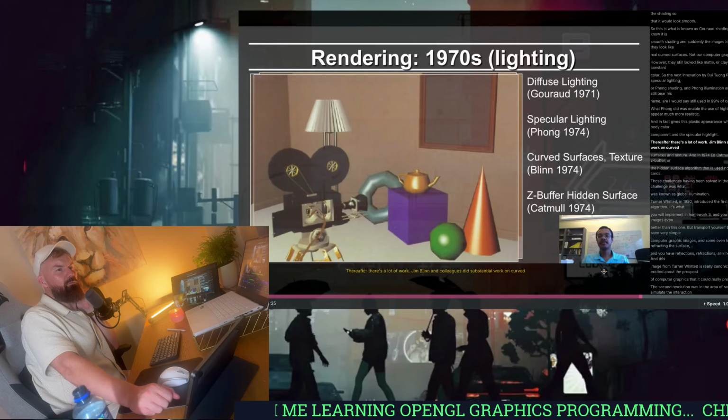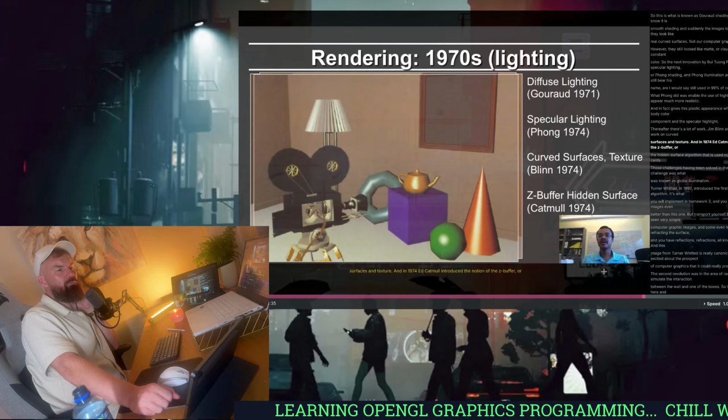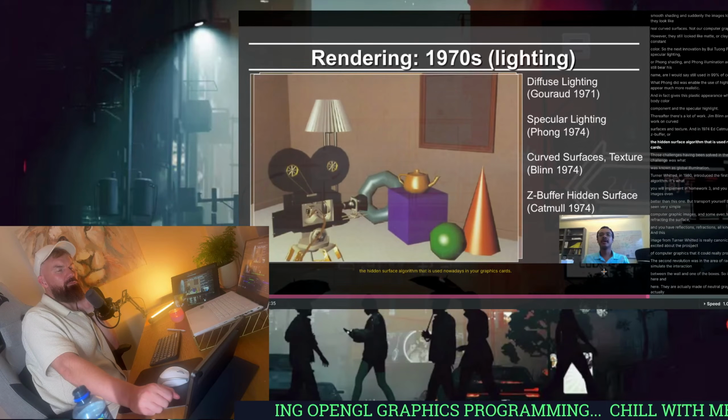Thereafter, there's a lot of work. Jim Blinn and colleagues did substantial work on curved surfaces and texture, and in 1974, Ed Catmull introduced the notion of the Z-buffer, or the hidden surface algorithm, that is used nowadays in your graphics cards.